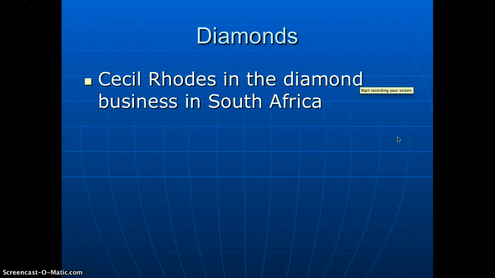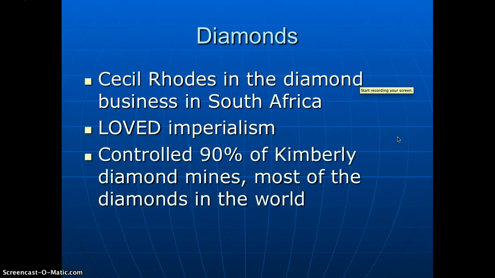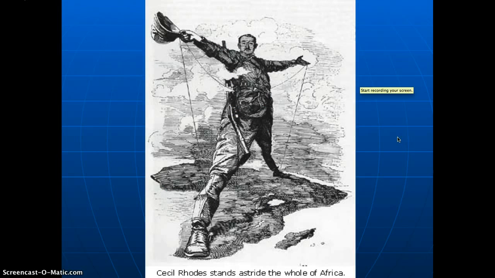And Cecil Rhodes is a capitalist from Great Britain, and he benefits greatly from the diamond mines in South Africa. He loves imperialism because he makes a ton of money off of it. And he controlled 90% of the Kimberley diamond mines, which contained most of the diamonds in the world. So obviously, if something makes you very wealthy, you're going to be very much in support of it. And Cecil Rhodes was a strong supporter of imperialism and believed that the British should control an empire in Africa that goes from Cape Town, South Africa, all the way to Cairo, Egypt, as you can see in this political cartoon, with Cecil Rhodes' feet on each of those cities.